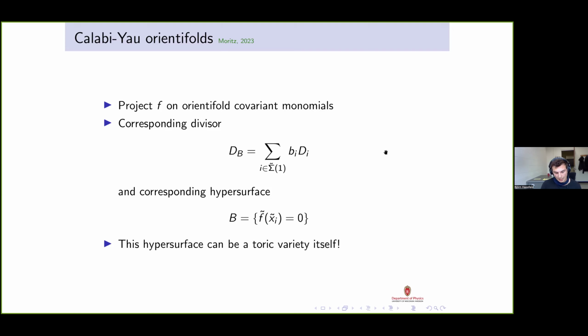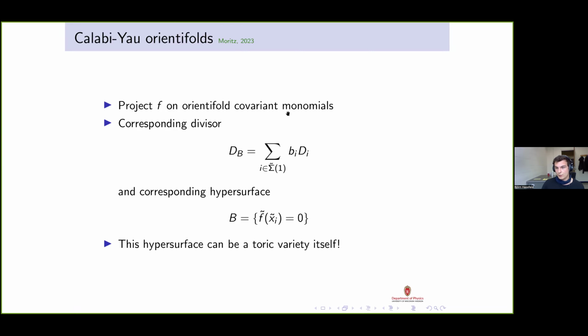So if you have constructed a Calabi-Yau in a toric variety and now you orbifold the variety, you can understand how the Calabi-Yau orientifold that you construct in this variety looks. So we had our polynomial f that cuts out our Calabi-Yau, and the systematic way to get to the orientifold is you project this f onto the orientifold covariant monomials, so the ones that are even or odd under your orientifold involution. And you want to project onto the right ones such that, in our case, the Calabi-Yau orientifold has O3 and O7 planes.